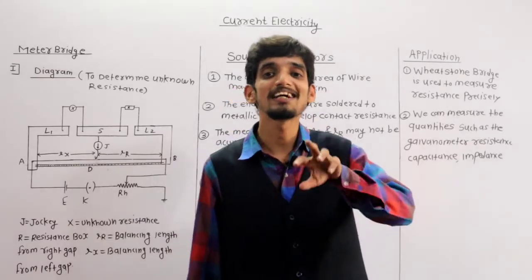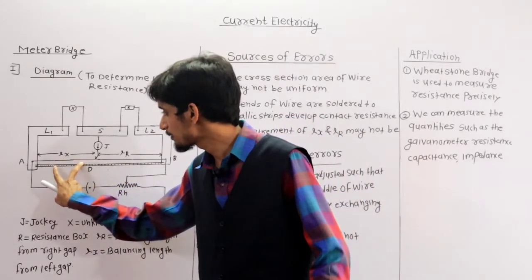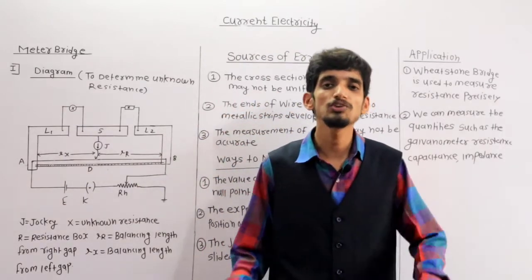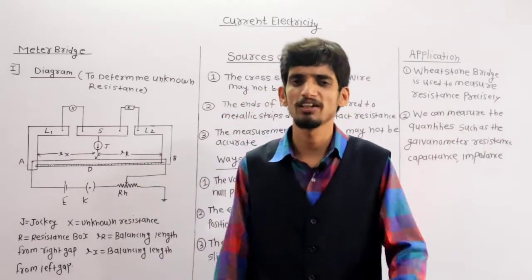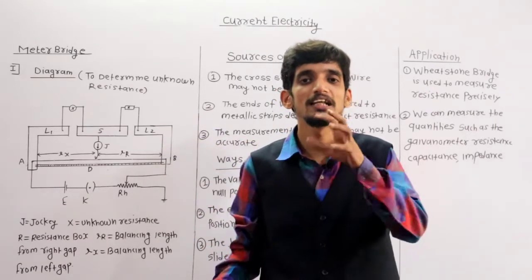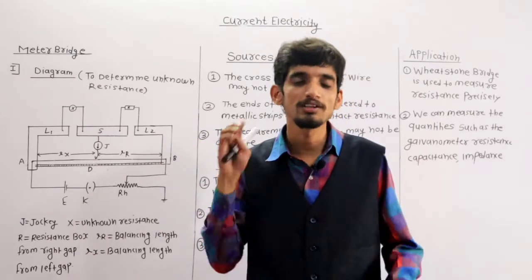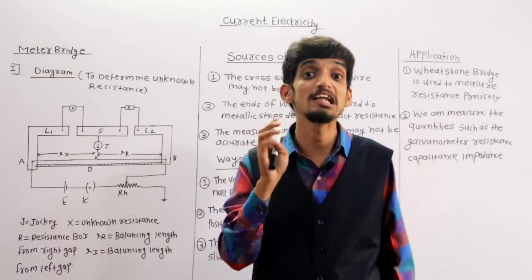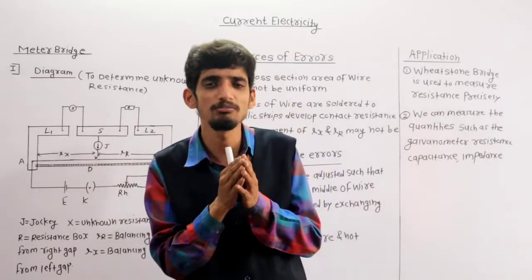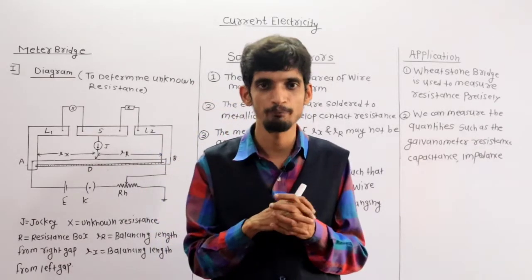We are measuring Lx, that is the length of the wire between A and D, and the length of the wire between D and B, that is Lr, by using a meter scale. That may not be accurate. Due to manual mistakes, the length may be faulty, or there may be error while measuring the lengths Lx and Lr. So there should be a problem with respect to accuracy of measurement.